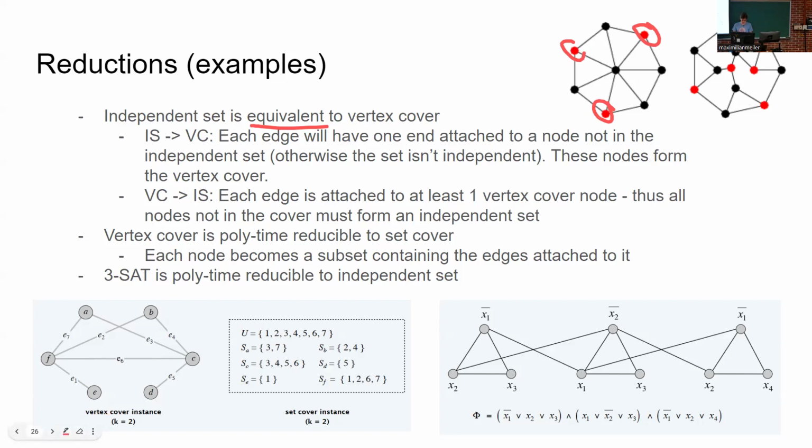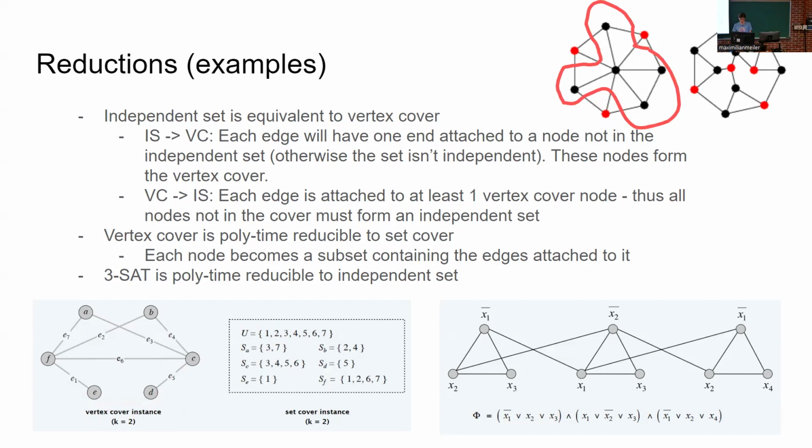And then here's a similar thing the other way around. It's just saying, okay, if we have this vertex cover of black nodes, we know that every single edge has to be connected to at least one black node, and therefore two red nodes can't be connected, and therefore the red nodes are independent.